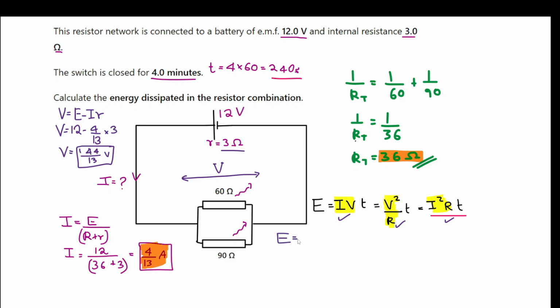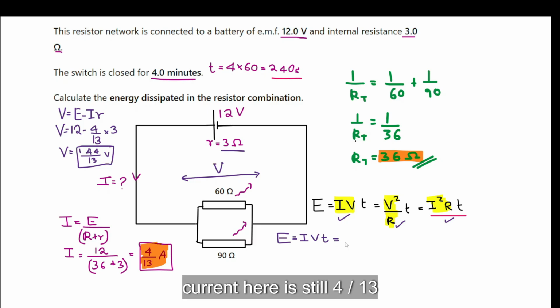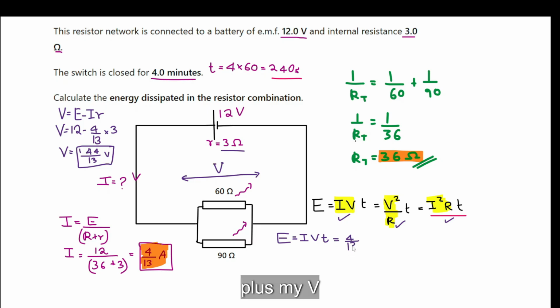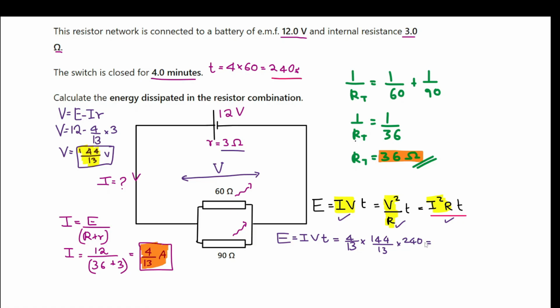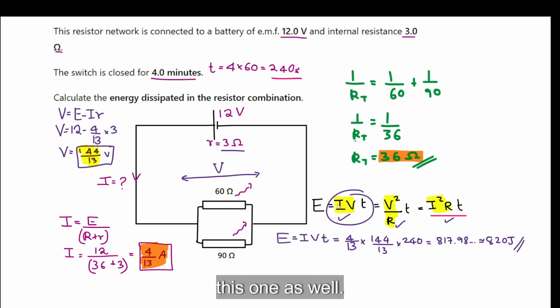Now let's use this first formula and see if we get the correct answer. E is equal to IVT. Now what's my I? Current here is still 4/13. What's my V? V is 144/13. So let's plug that one in, 144/13, and the time is still 240. So let's put this in the calculator, and you get exactly 817.98, which I can call 820 joules.